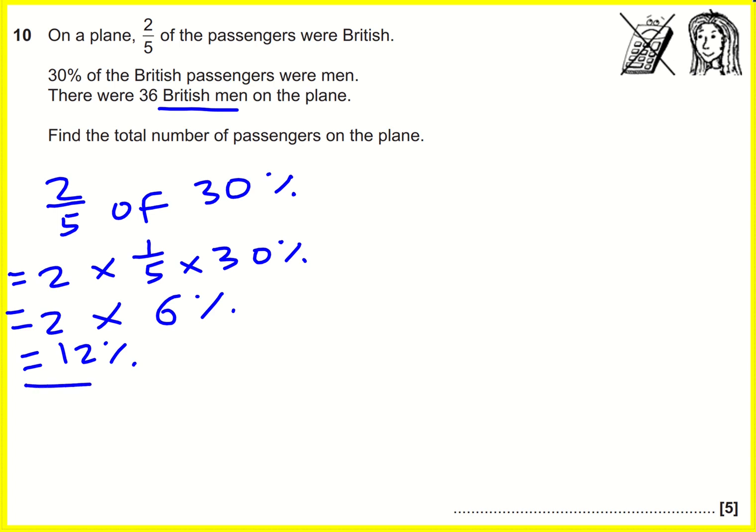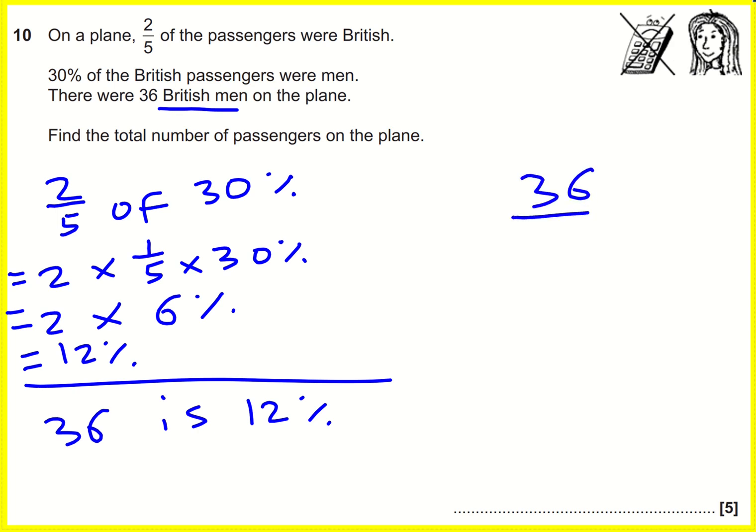So what next? 36 is 12%. Essentially 12% of the total amount, but I'm not writing that full sentence. I want to get up to 100%. So there are two ways you could do this. You could do 36 divided by 12%, or 36 divided by 0.12. And then you could times top and bottom by 100. So it's 3,600 divided by 12.